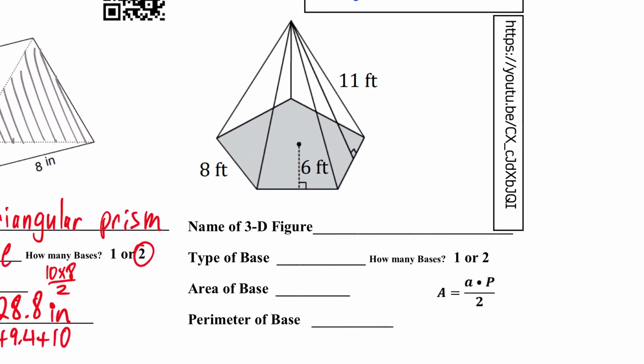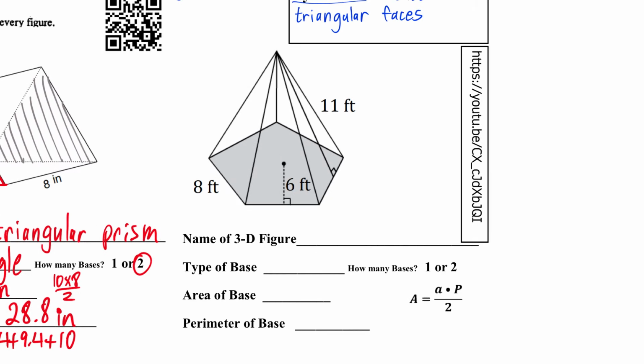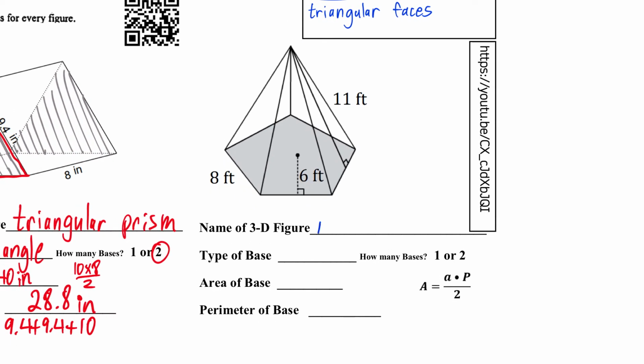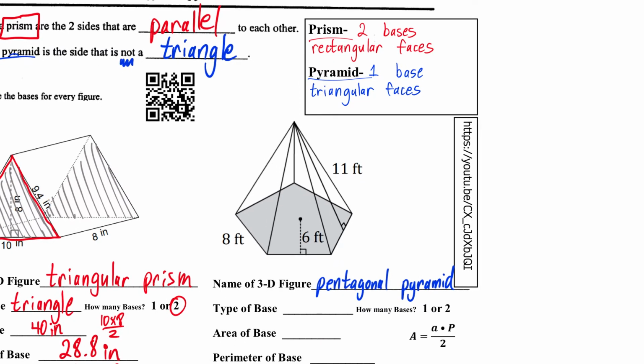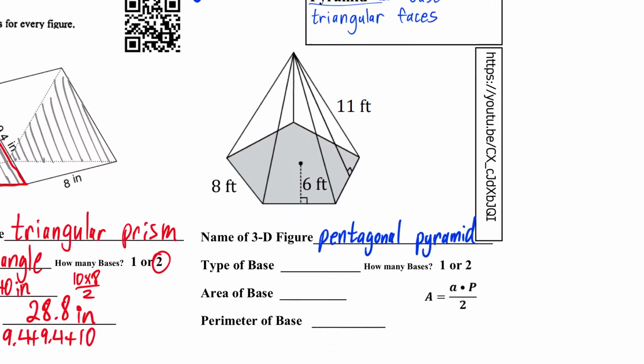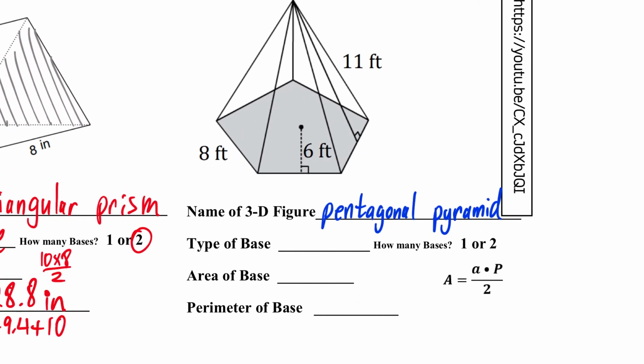Okay, the second one, what shape is this? Okay, good. It is a pentagonal pyramid. It's a pyramid because it has one base and triangular faces. But why do we say it's a pentagonal pyramid? Because the base is a pentagon? Because the base is a pentagon, exactly. So how many bases does this shape have? It has one base.